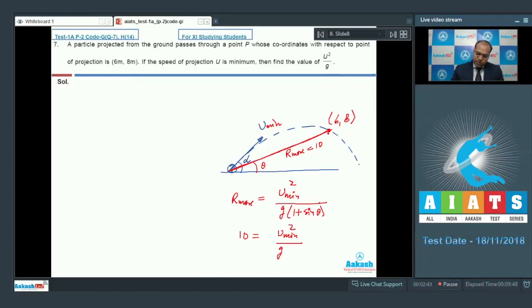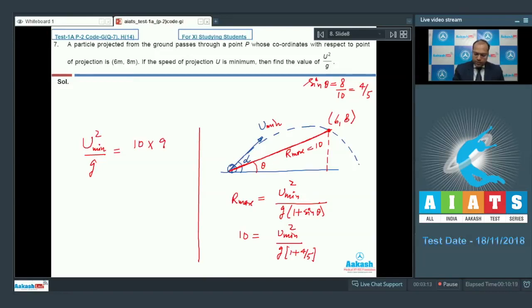I can easily calculate this angle because these coordinates are known. Sine theta is equal to perpendicular 8 divided by hypotenuse 10, so it comes out to be 4 by 5. If I substitute the value of sine theta, I find u square minimum divided by g comes out to be 10 into 9 by 5. On solving, it comes out to be 18. So the correct answer for question number 7 is 18.